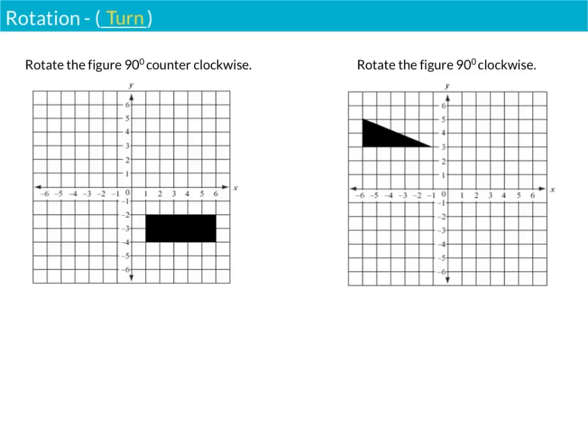Starting on the left, the first thing we need is all of our points. So we're going to put little points at all the ones that we need, and we're going to be writing them down. Our first point is at positive 1, negative 2. Our second point is at positive 1, negative 4. Our third point is at positive 6, negative 2. And our final point is at positive 6, negative 4.